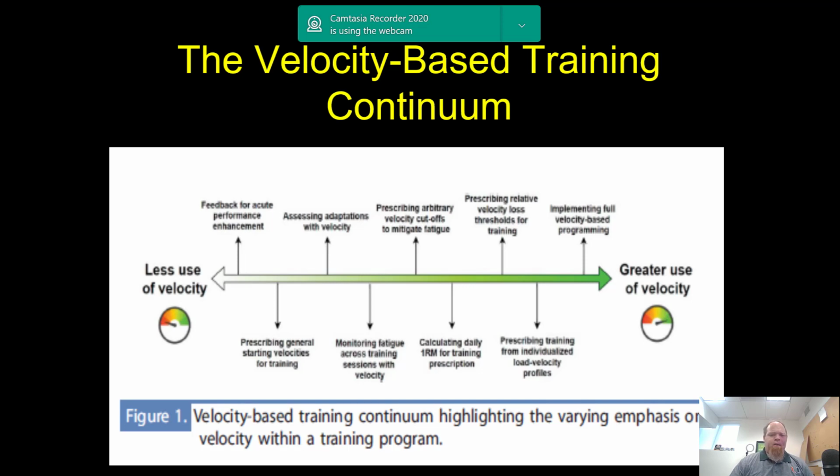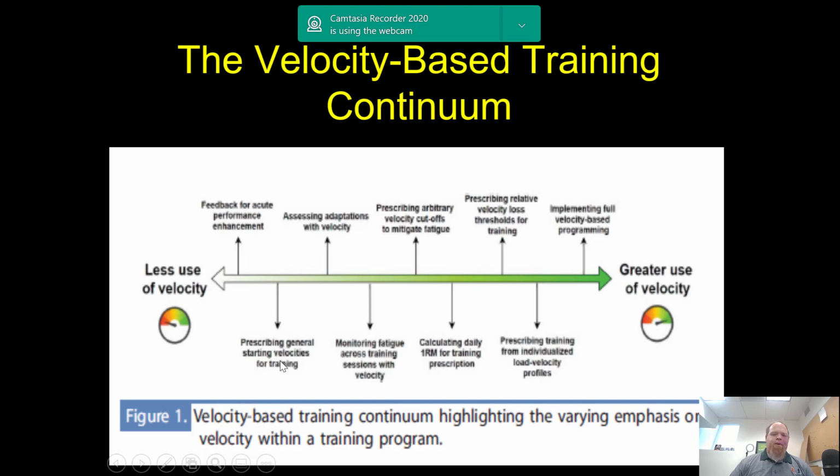So if we look here on the less use of velocity, if we get feedback for acute performance enhancement, that goes back to the paper by Randall et al. that I believe I recorded for this YouTube channel. Just simply getting feedback of the data, your athletes will oftentimes have better results. They get the feedback, they see that, oh, that rep was too slow, so now all of a sudden they go faster.